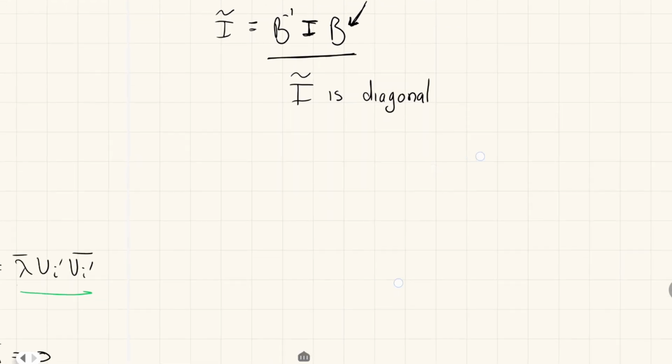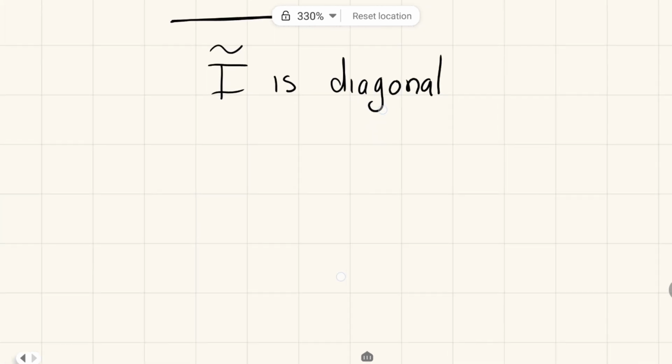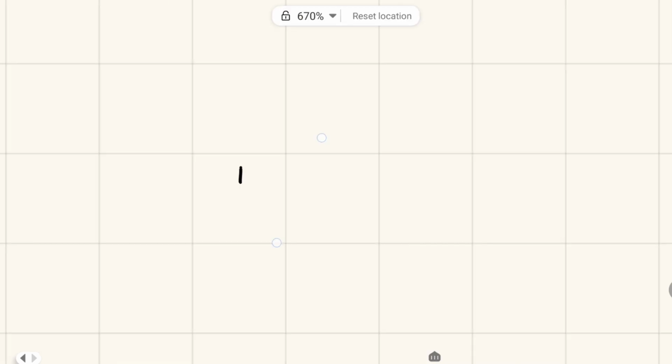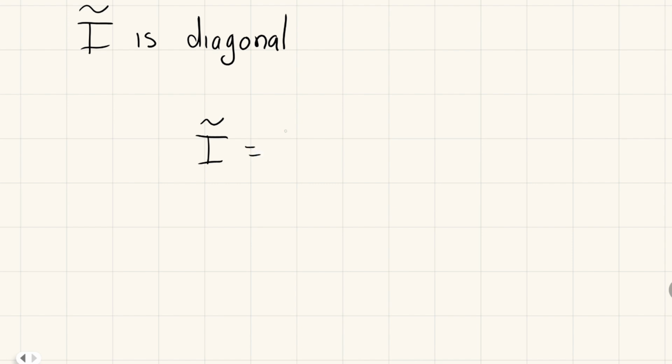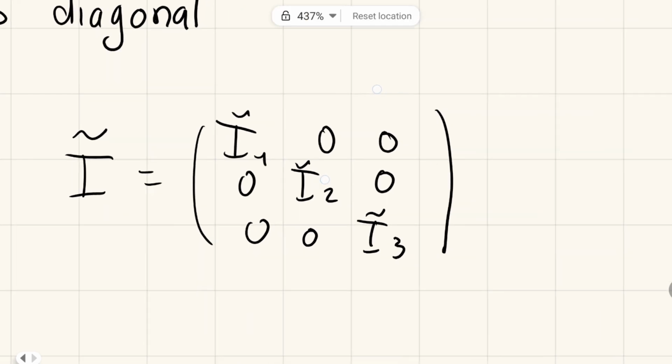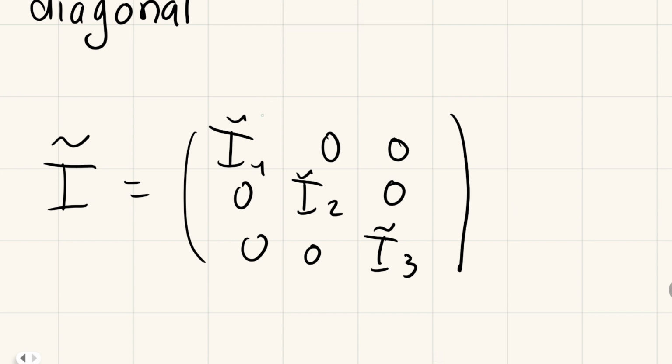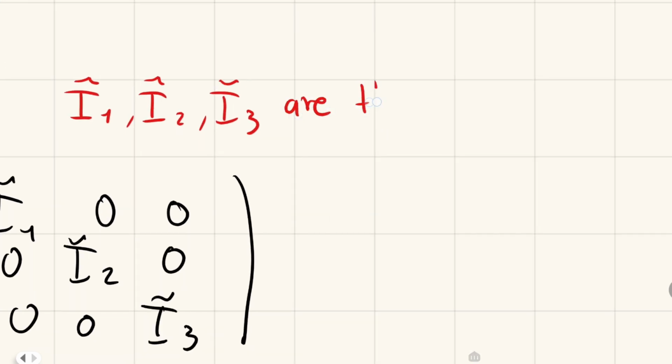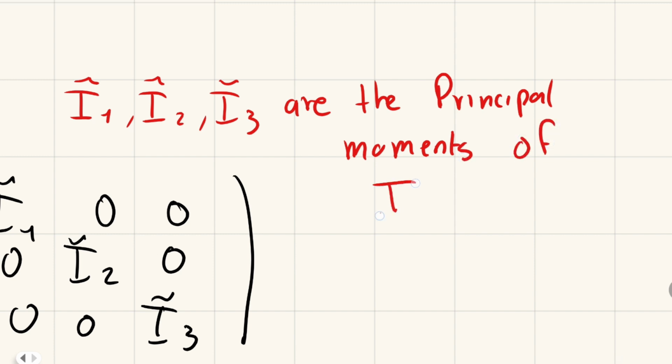Perfect, and this is going to be very, very important, because that means that, for example, we can write I tilde like I tilde 1, 0, 0, 0, I tilde 2, 0, 0, 0, I tilde 3, like this. In this case, we are going to define the elements of the diagonal as the principal moments of inertia. Okay? These elements, I tilde 1, I tilde 2, and I tilde 3, are the principal moments of inertia.